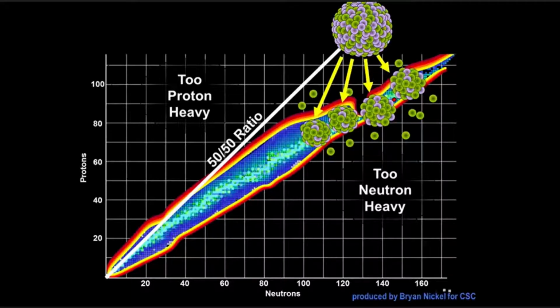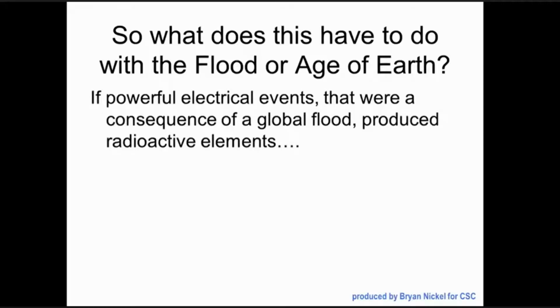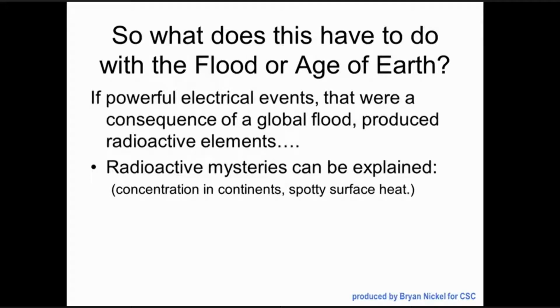We now can see why many question the validity of assuming that uranium-238 to lead-206 and all other parent-daughter decay ratios represent the age of a rock sample. If powerful electrical currents that were once a consequence of a global flood produced radioactive elements, then many mysteries of Earth's radioactivity are explained. Radiometric dates are meaningless. For evolutionary theory, the alleged mountain of data in support of great uniformitarian epochs of time really adds up to nothing more than a very precise set of ratios, not dates.